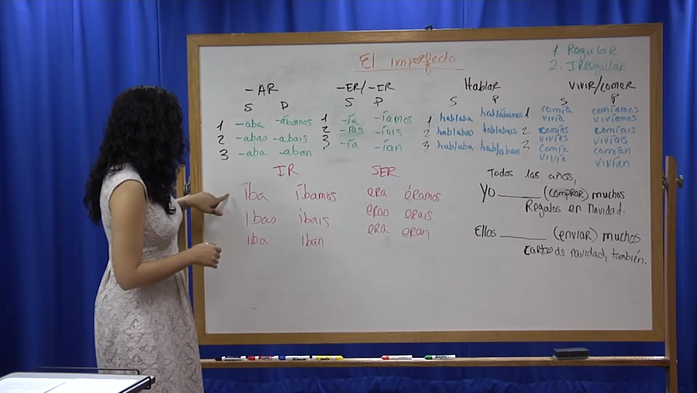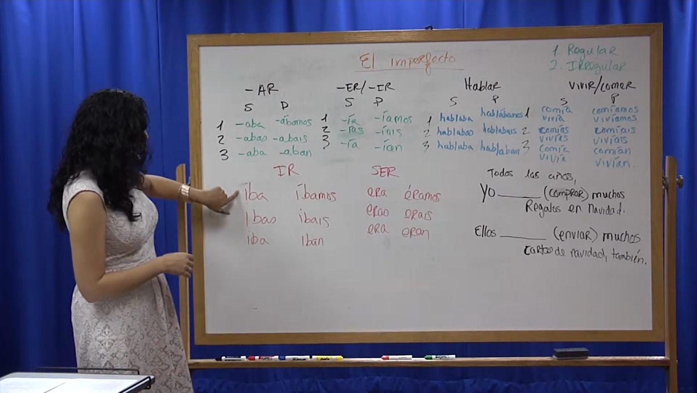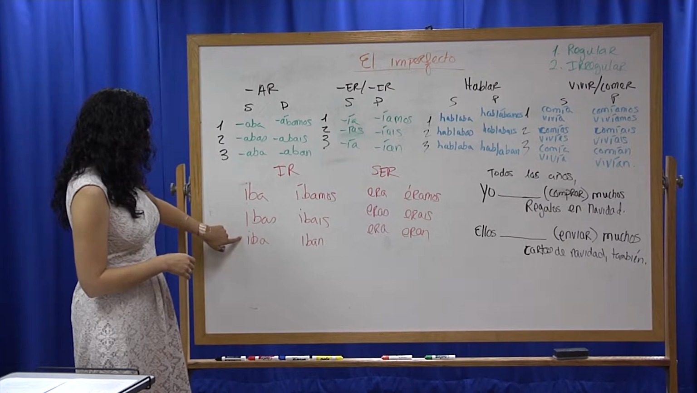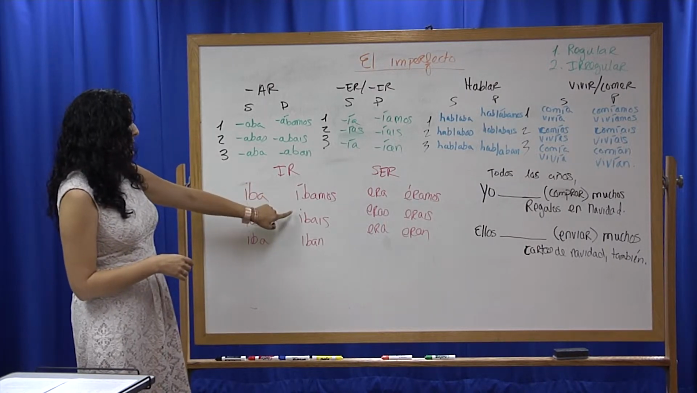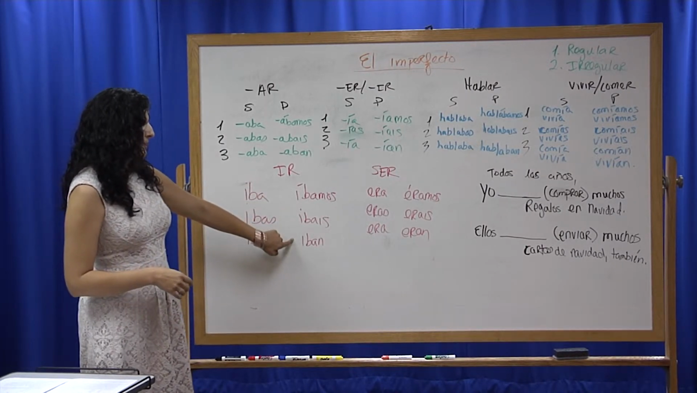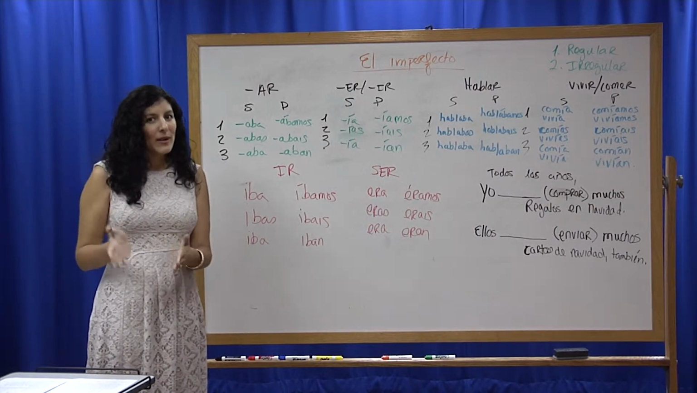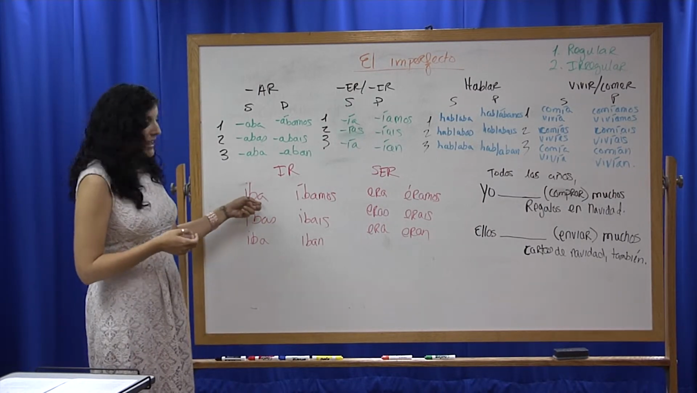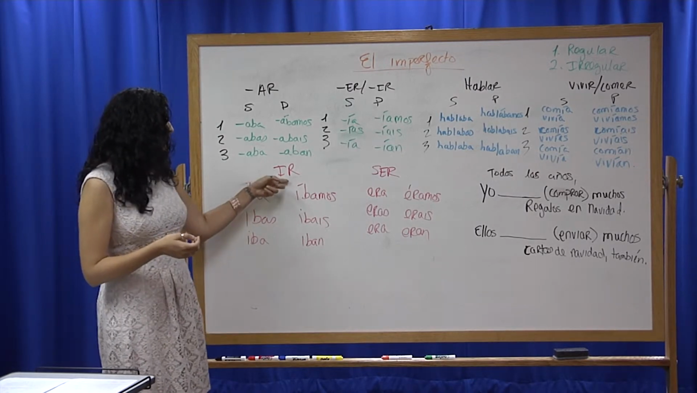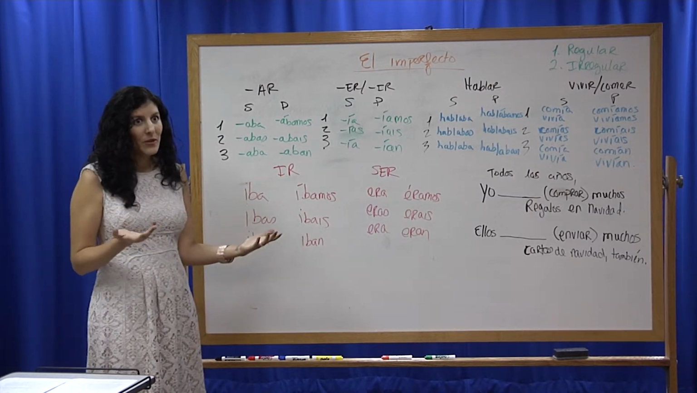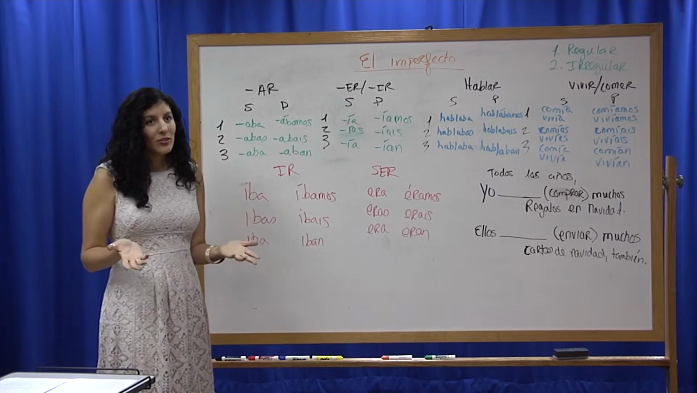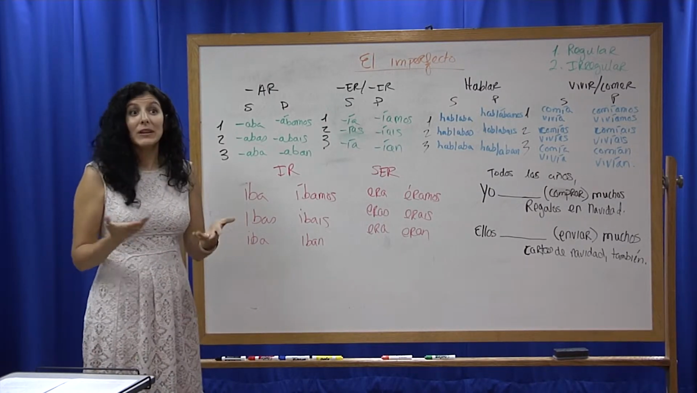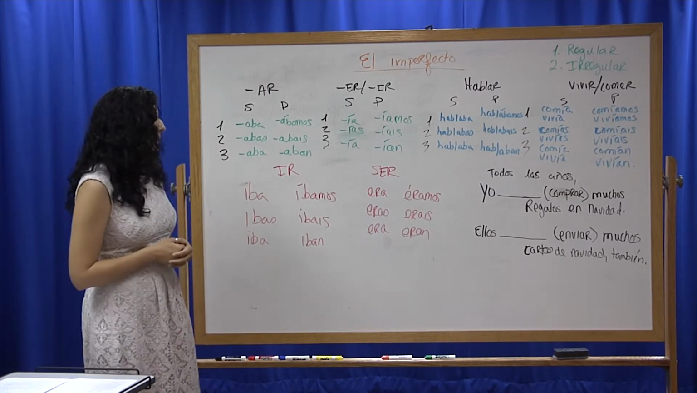So here we would see that ir would become iba, ibas, iba, íbamos, ibais, iban. Why would that be irregular? It would be irregular because this is an AR conjugation, but ir is an IR type of verb. So it is an irregular conjugation of ir, but ir is always irregular, if you'll remember.